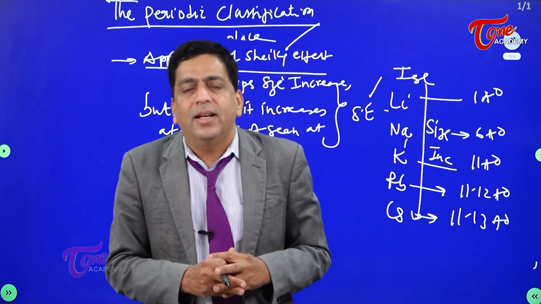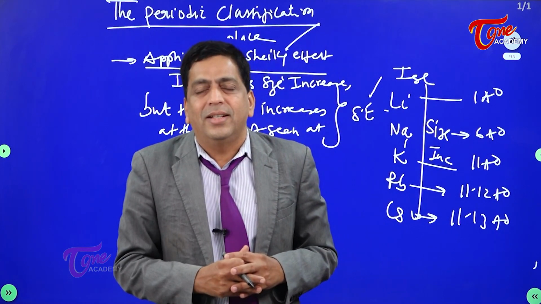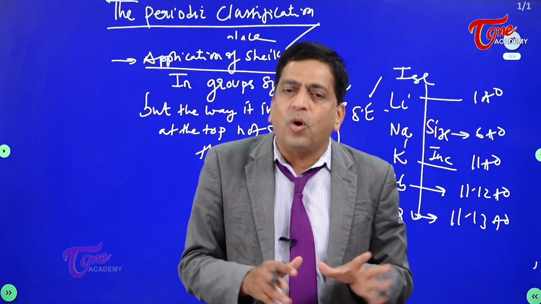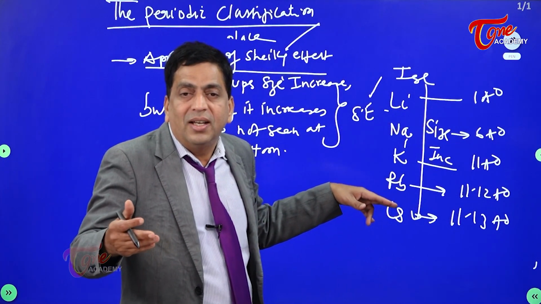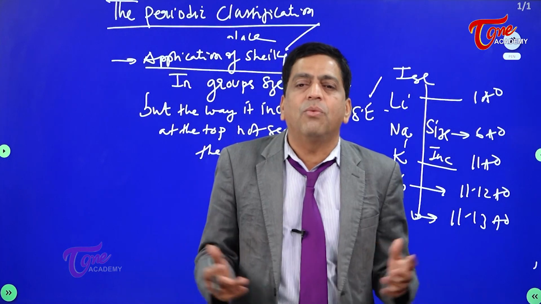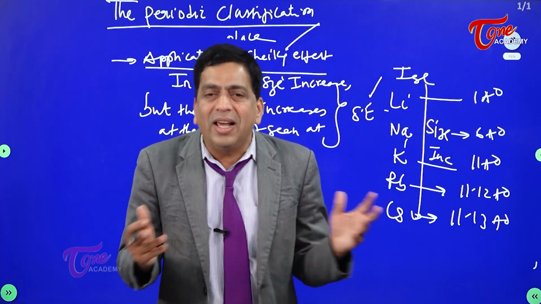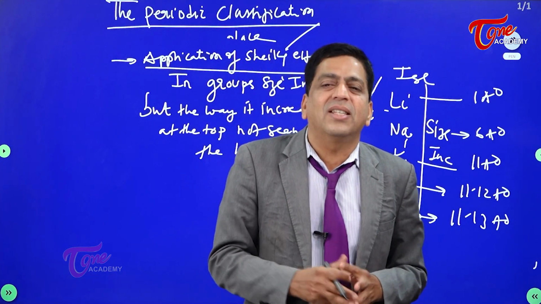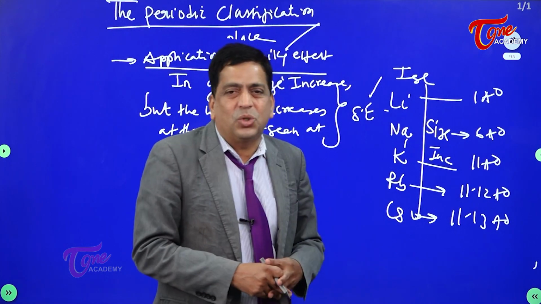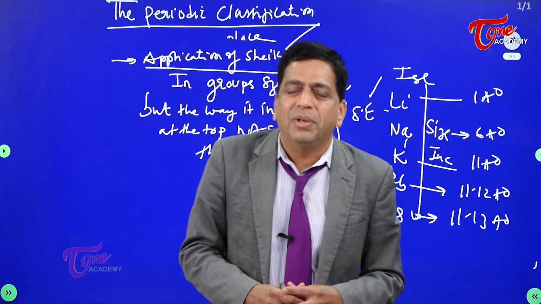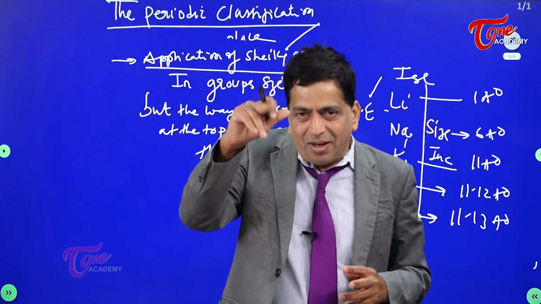Second, in a group, size increases, but the way it increases at the top is not seen at the bottom. That's why the first three elements differ in their properties. Lithium is different from sodium, is different from what? Potassium. The vigorousness of the reactions, the violence which we see in the first three elements is completely different, and compared to rubidium and cesium, you have a different set of properties because you have almost similar radii at the bottom. You don't have that similarity at the top.